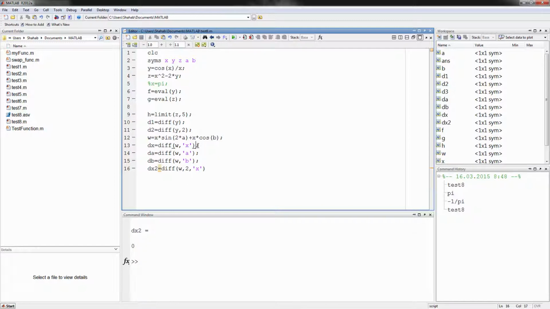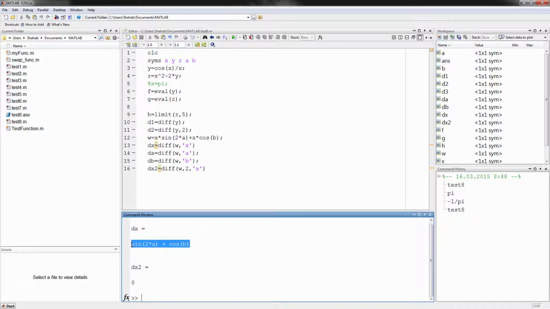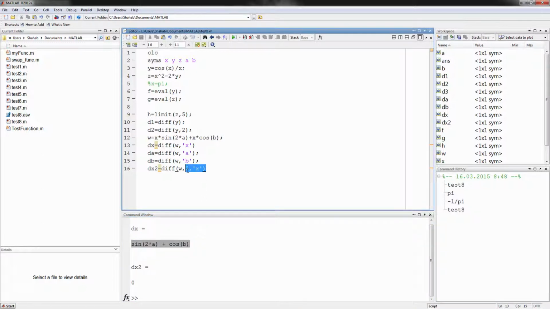Why the result will be 0 is this: because the first derivative is out of x, so it's constant with respect to x, so the next derivative will be 0. Whereas if I am calculating the second derivative with respect to a, it will be something like this. The first derivative is 2x cosine 2a, so I still have a. If I take the second derivative, I will see another function. So I can calculate the second, the third, to the nth derivative.